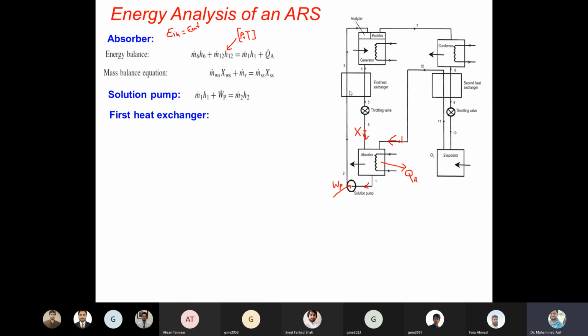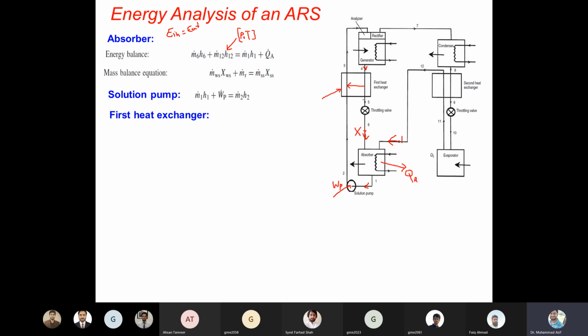Similarly, we have this heat exchanger. Basically, these two heat exchangers are used to increase the efficiency. This is preheating. This heat exchanger is for preheating because this solution is sent into the generator for the heating process. By heating, we can separate the refrigerant. So this is preheating because the mixture coming from the generator has a high temperature, equal to the temperature of the generator, right? So that heat is given to the solution. This is called preheating.